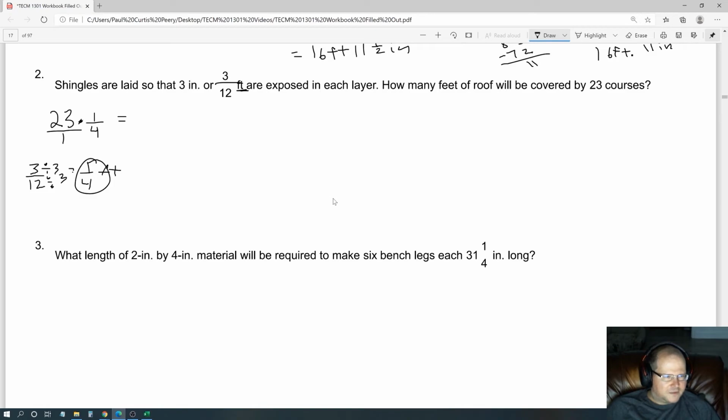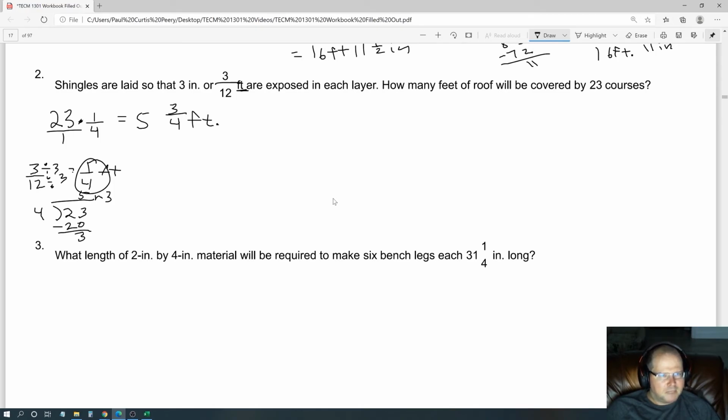If I was to write out the longhand, it would look something like this. You divide it in there, it goes in there 5 times. 5 times 4 is 20. 23 minus 20 is 3, remainder of 3. Therefore, if I were to write this, and again, we're dealing with feet now, we would say this is 5 and 3/4 feet.